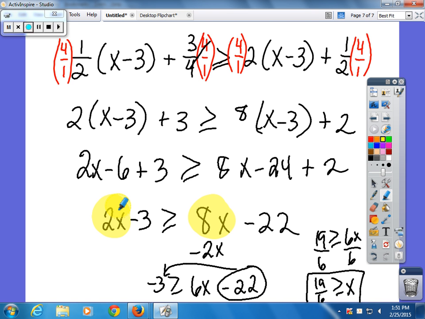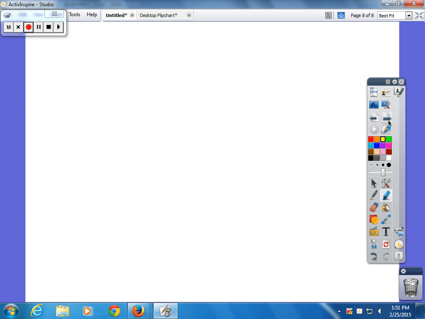Now, I want you to graph this, and I want you to write it in set builder notation and interval notation. X is, let me just write it over here. X is less than or equal to 19/6. Can you see that? Is that better?